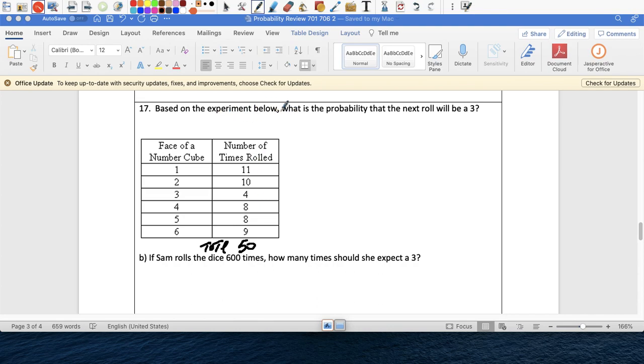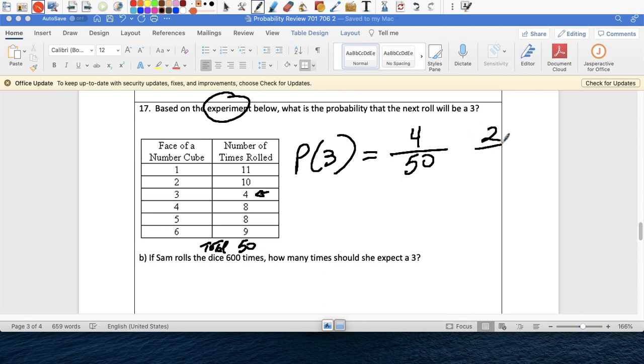Based on the experiment, what is the probability the next roll will be a 3? Okay, so probability of 3, but we have to look at the experiment. In the experiment, how many times did we roll the number cube? 50 times. How many times did it come out 3? 4 times. So there's your answer. Or if you simplify, you get 2 out of 25.